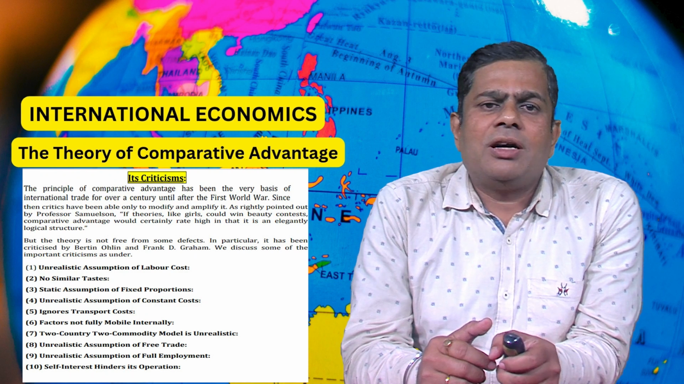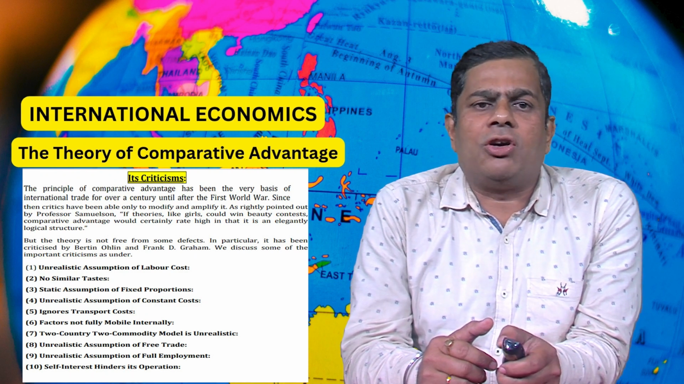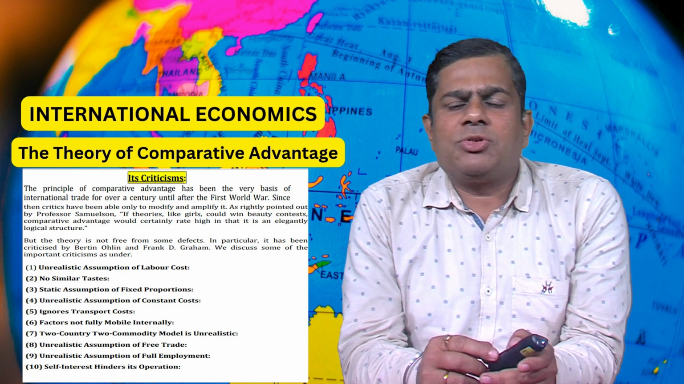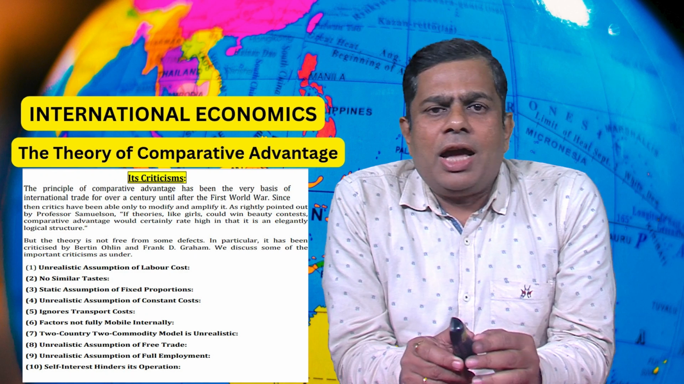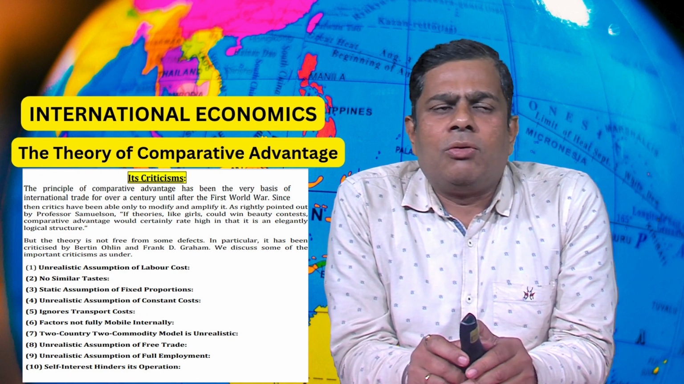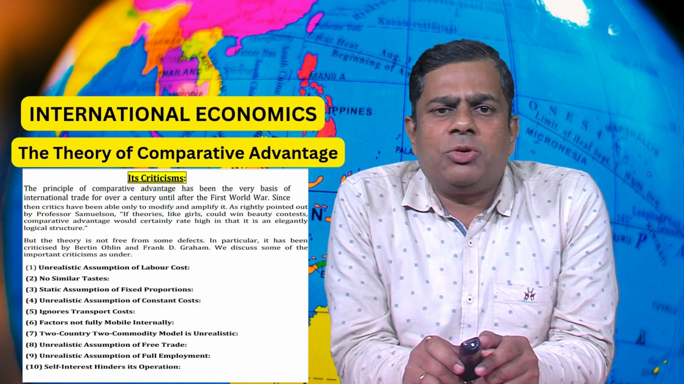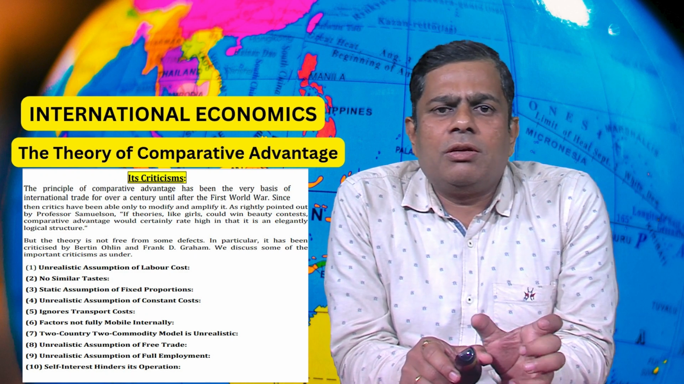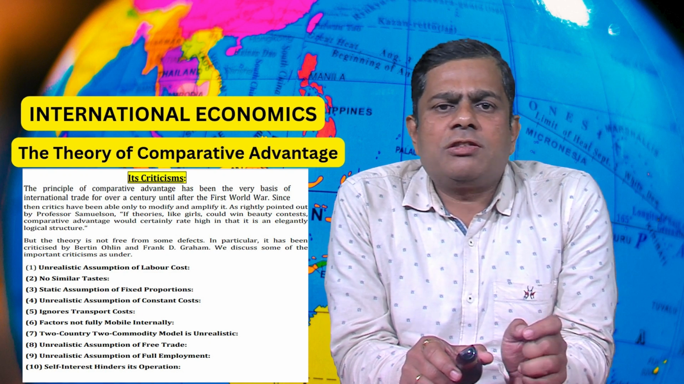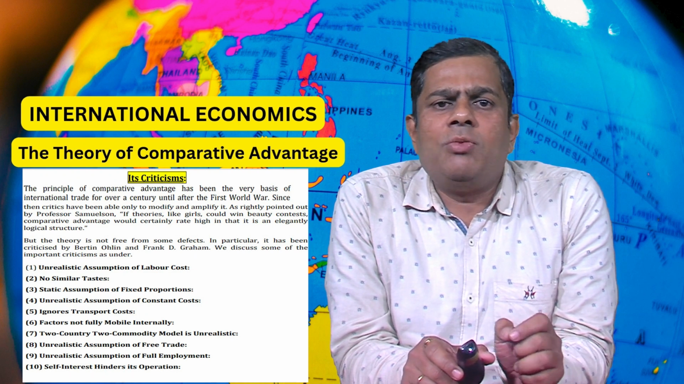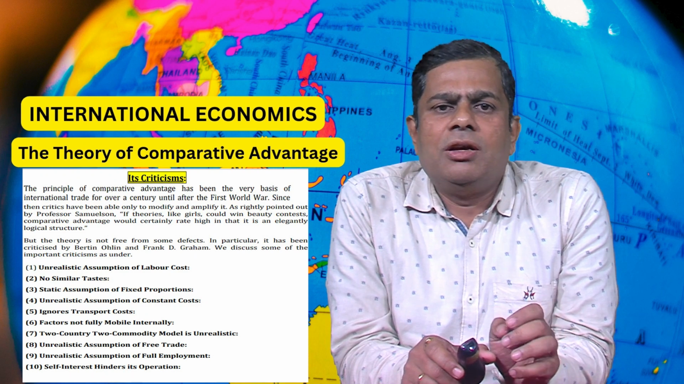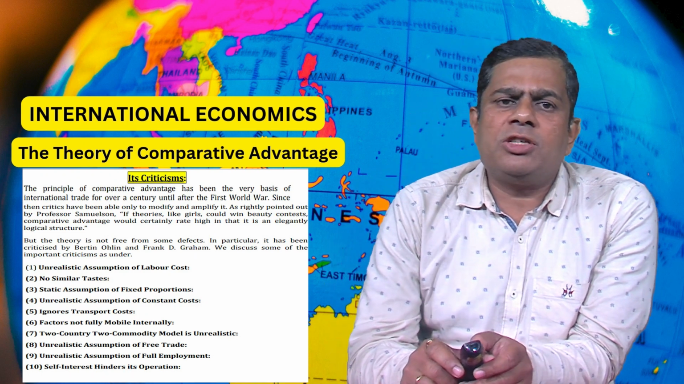The first one is unrealistic assumptions of labor cost. Ricardo has considered the assumption of labor cost, and has taken into consideration only the factor labor. But what we observe is that in the production process we cannot stick to one factor, that is labor. So the very first assumption that there is only a single factor, labor, seems to be unrealistic. The second criticism is no similar taste.